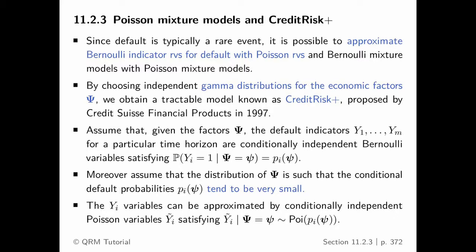So let's see, what's important here? Because default is a rare event, we can approximate the Bernoullis with Poisson. And if instead of taking normally distributed factors, we were to take gamma distributed economic factors, we would get a very, very tractable model. This was the insight of the actuaries who were working for Credit Suisse. This is going back two decades now, 1997, and they proposed a model that's still around and has been well studied called CreditRisk+.